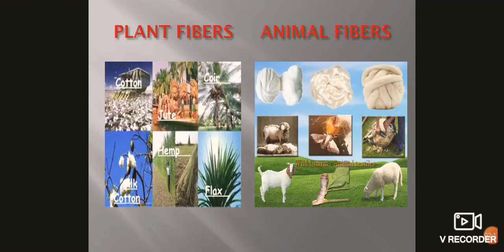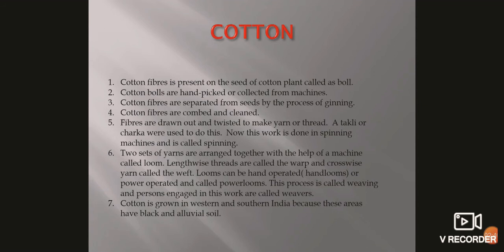Here is a picture which shows some common plant fibers. Can you see the cotton plant, the jute, the coir, which is actually coming from the coconut, the hemp and the flax? Animal fibers you can see wool from goat as well as sheep, and the silk fibers from the silkworm. Let us learn in detail about the cotton.